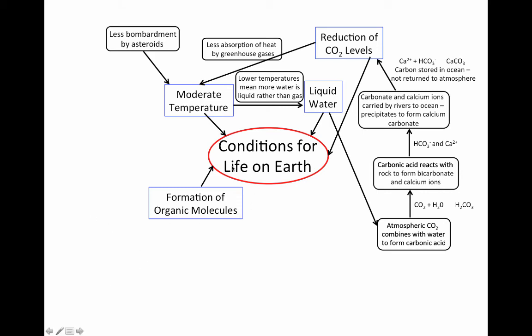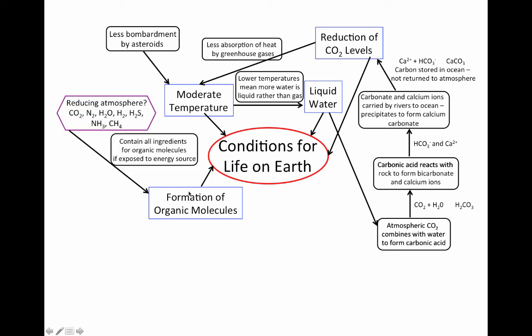Formation of organic molecules is extremely important to all of these processes of life, from reproduction to metabolism to homeostasis. So that's a critical condition for life on Earth. And so let's start to think about how that might have happened. You read in your book about the possibility of a reducing atmosphere on Earth giving rise spontaneously to organic molecules.